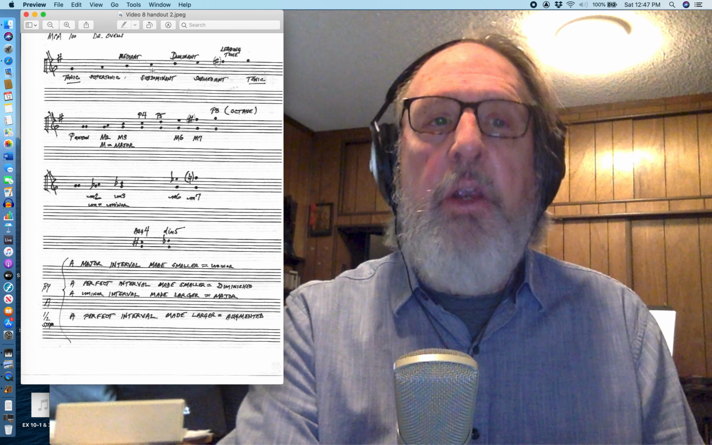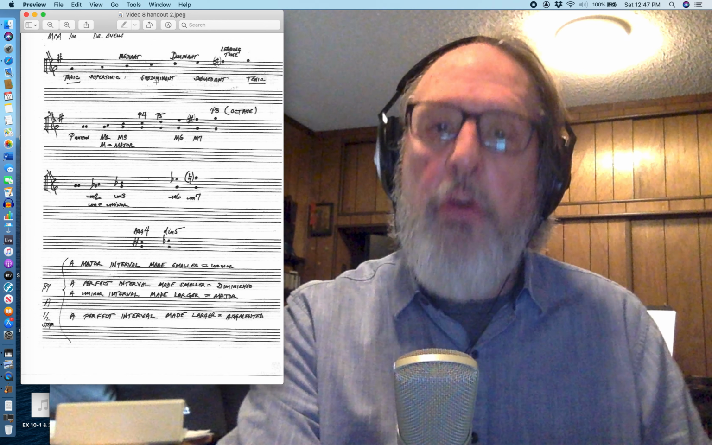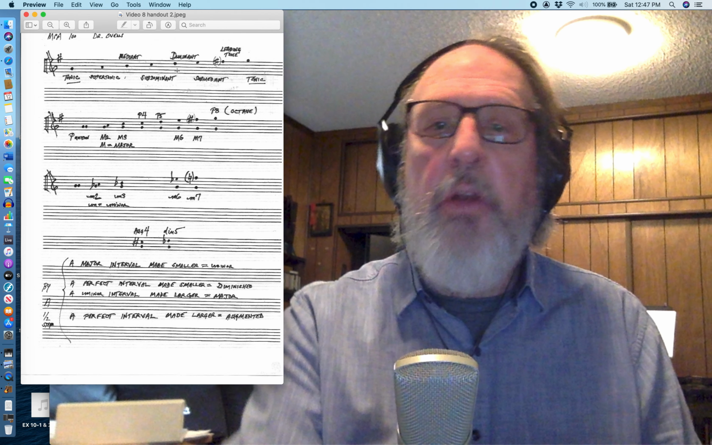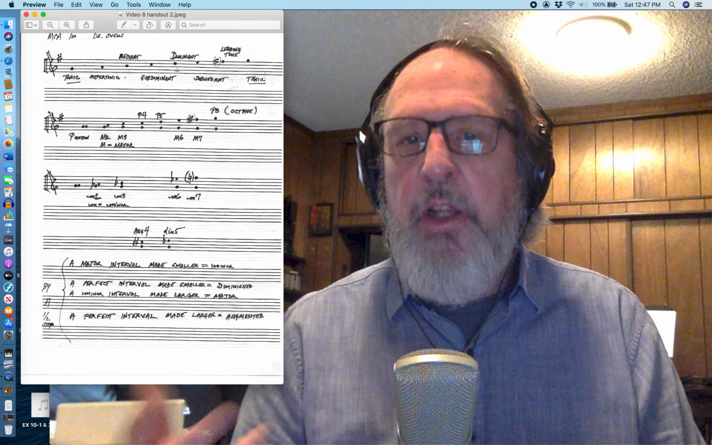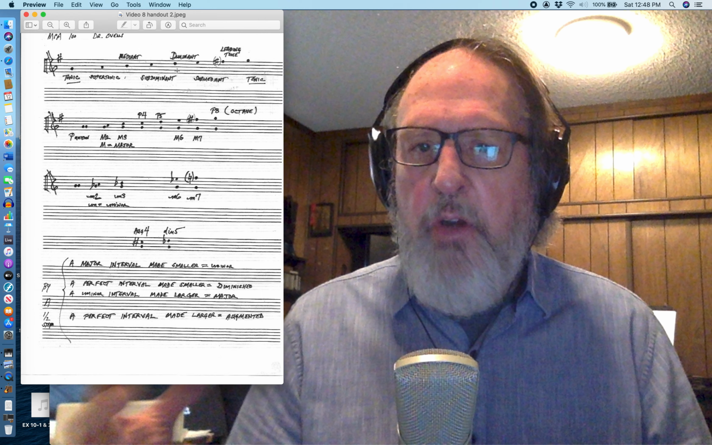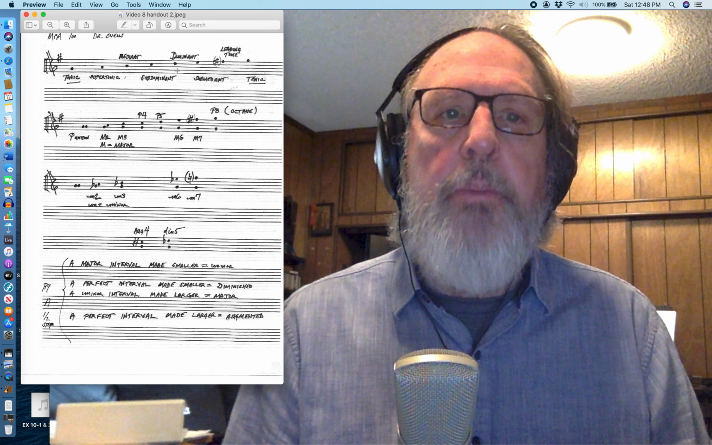The fourth degree, C in this case, is the subdominant, but that's not C, it's the fourth degree of the scale. The fifth degree of the scale is the dominant. We're going to find out the dominant is really important, as the name kind of implies. 5 goes to 1. It's a very big deal in this style. The sixth degree of the scale we call the submediant.